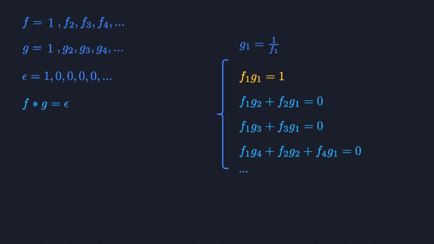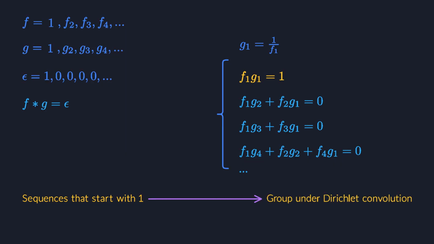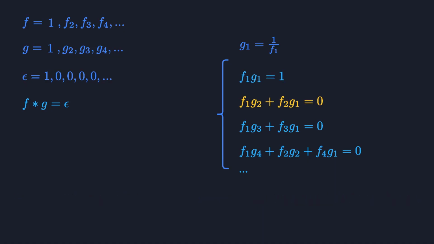That's interesting. It means that if we limit ourselves to sequences that begin with 1, the set of those sequences is closed under inverses. It's also closed under convolution. This means that it's a group. And that in turn means that we can now bring all of the amazing tools, tricks and techniques from group theory to the party. Okay, now that the first equation is trivially solved, the others become easier. You can always just substitute earlier values for g into the equation, leaving only a single unknown. So yes, any function that begins with a 1 always has an inverse.